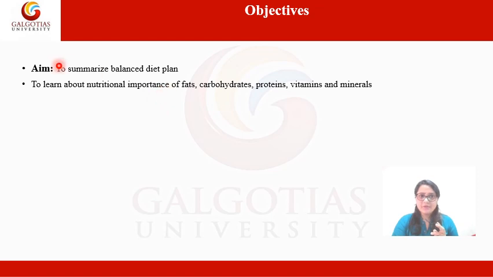So the objective of today's presentation is to summarize the balanced diet plan. We will also be learning about the nutritional importance of fats, carbohydrates, proteins, minerals, and vitamins. We all know that these are the components which we require for a healthy functioning of our body. We'll be seeing the nutritional importance of each of them today.